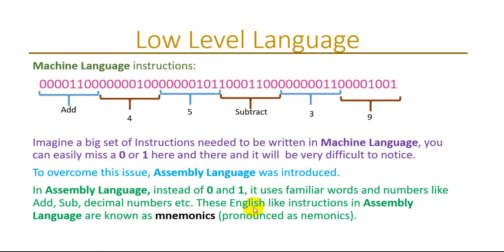These English-like instructions in assembly language, that is add, subtract, and there are so many other things also. I'm just, for convenience, taking only two, add and subtract. This abbreviation indicates what we are trying to do. As soon as you see the word add, you know we are trying to add. When you see the word sub, you know we are trying to subtract. That is known as mnemonics, abbreviations for instructions, rather than writing like this, we have more proper meaningful names, which are called mnemonics.